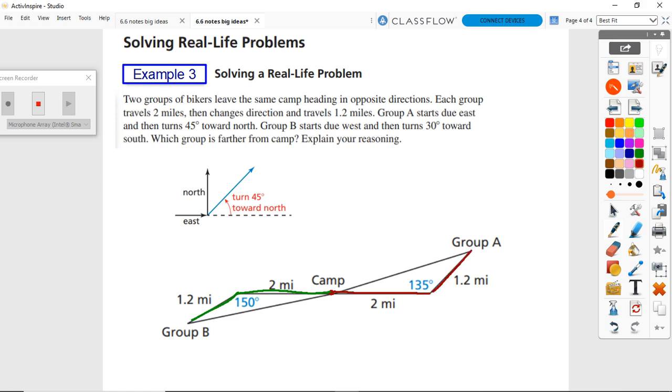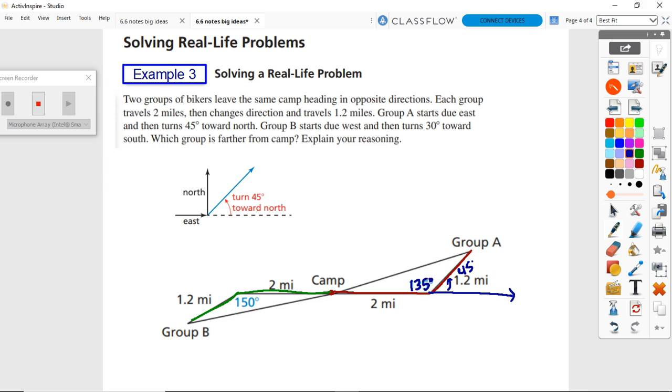So now here's the only really tricky thing from the lesson. Watch how this works. Group A starts due east and then turns 45 degrees north. So think about it like this. Here's the path they were heading. They are turning 45 degrees north. So that is a 45 degree angle, which creates a 135, which would be right next to it. So subtract it off of 180 to get the angle inside your triangle.